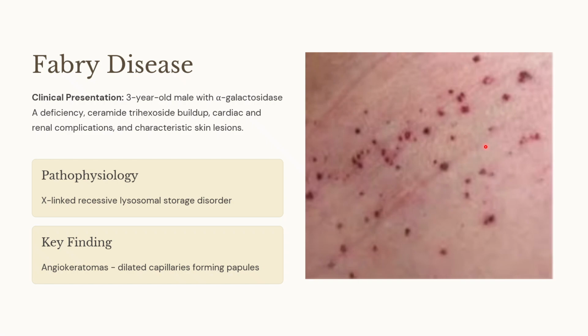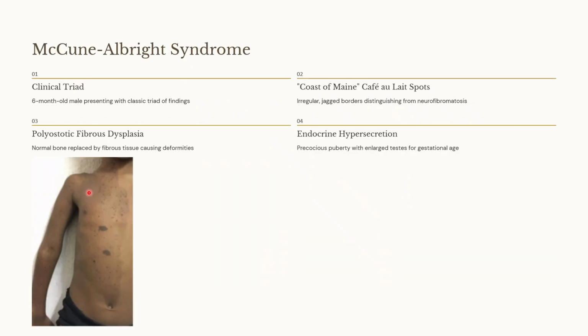In addition, they do present with renal complications and cardiac complications, but it is the characteristic angiokeratomas that you see in Fabry's disease. They can give you a picture like this and then ask you for the diagnosis.